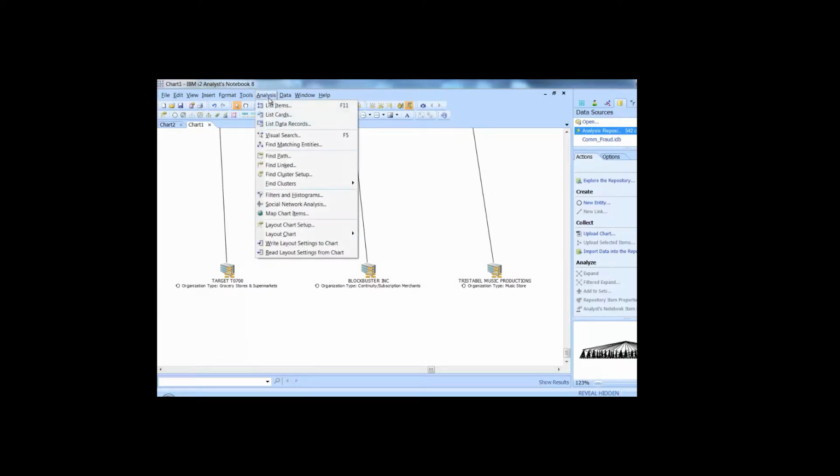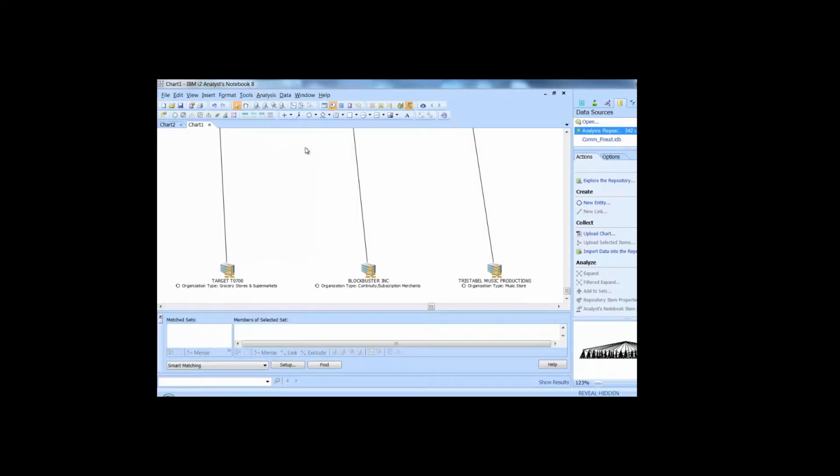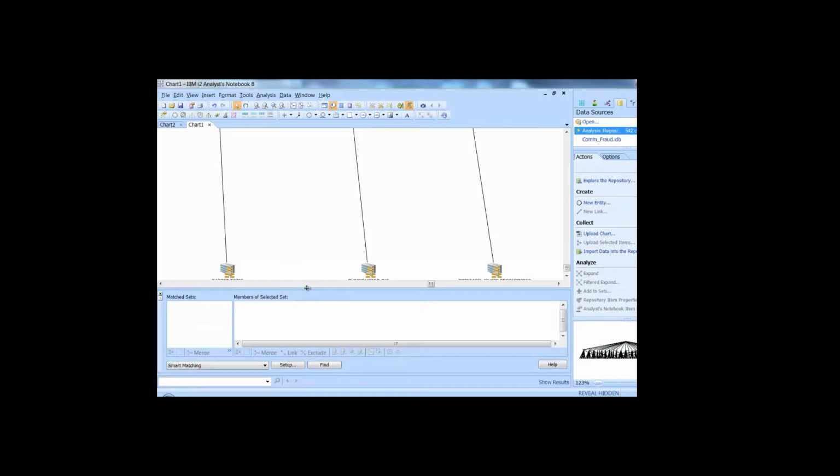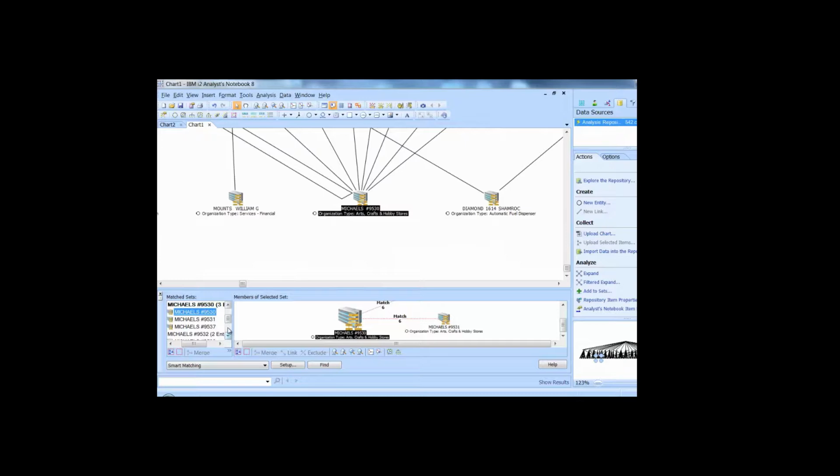Now, one of the powerful analysis tools that she chooses to use in this case to start making sense of all the information is called Find Matching Entities. This has a bit of a fuzzy search technology built in as well. It will find entities that are similar but not exactly the same, such as Dominic Scaletta and Scaletta Dominic. Now, one thing that is interesting is that she sees that there were several Michael's department stores. And so she chooses to select all of these and see what she can find out.